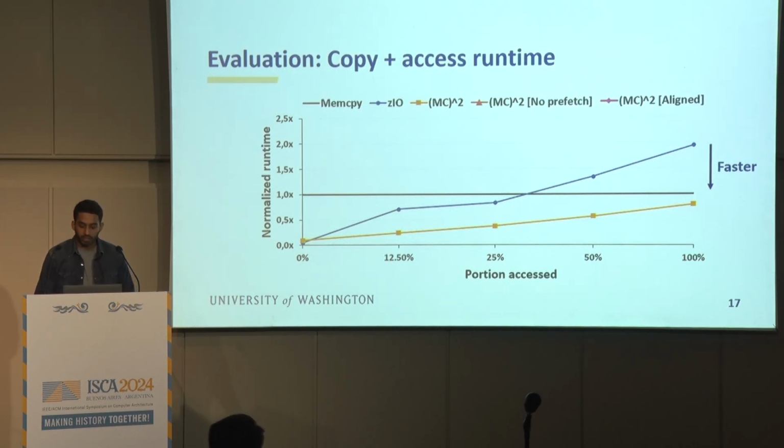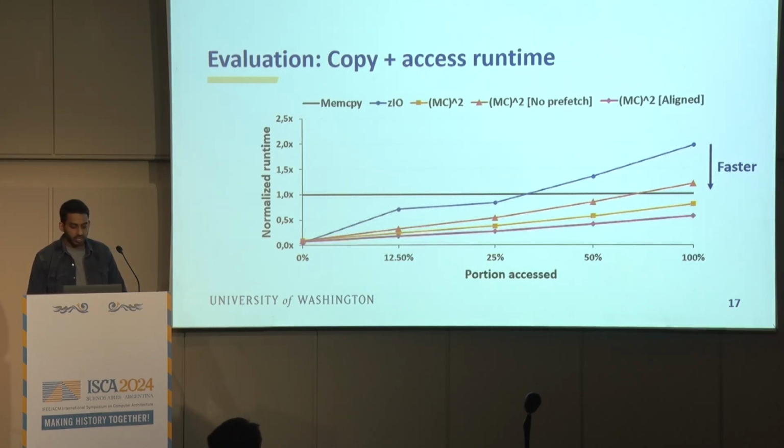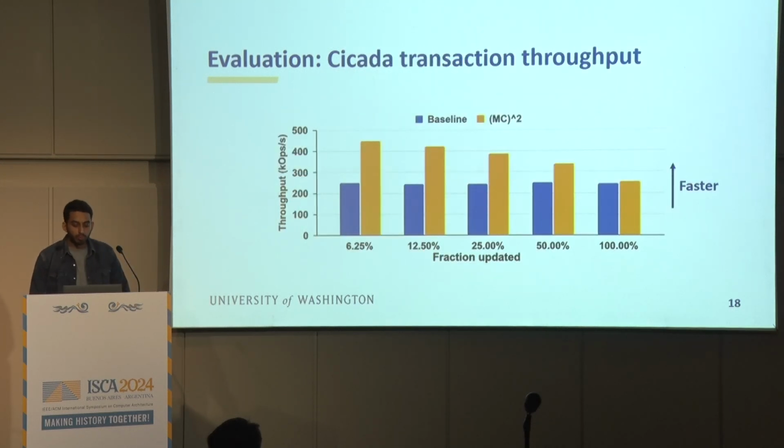And this is because the cache prefetcher hides some of the extra access latencies. When we turn off the prefetcher, we see that it does slow down compared to MemCopy, showing the impact of copy latency hiding by the hardware prefetcher. And when the source and destination buffers are aligned, we see even better performance. So moving on to the performance of applications with MC Square, we see that many database transactions involve updating only small portions of a tuple.